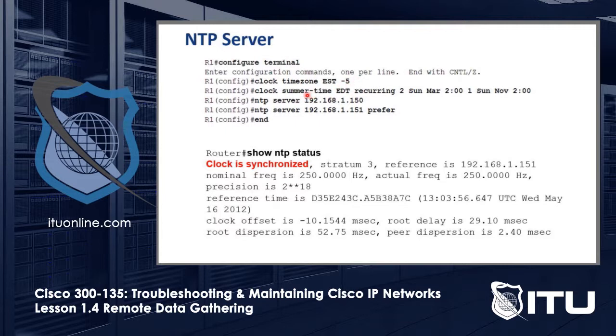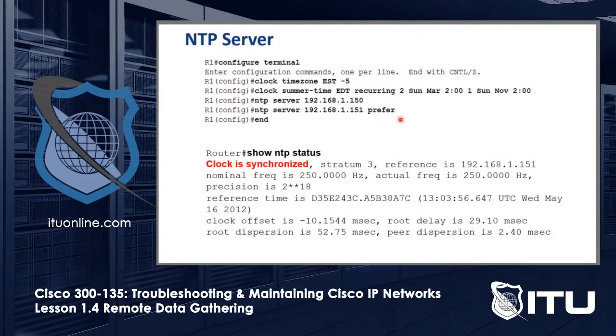We can also set the summertime, Eastern Daylight Time, recurring on the second Sunday of March at 2 in the morning and ending the first Sunday of November at 2 in the morning. So we know when to apply daylight saving time or not. We can then say which is our NTP server, and we can list a couple of them, and we can even prefer one of those.